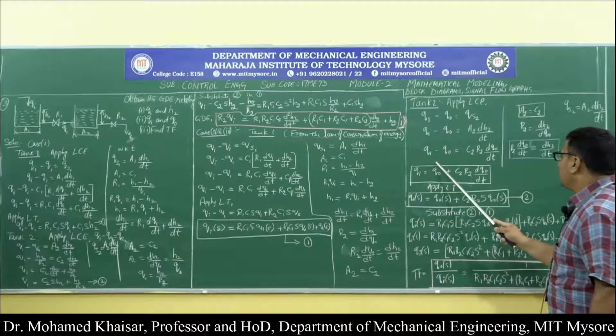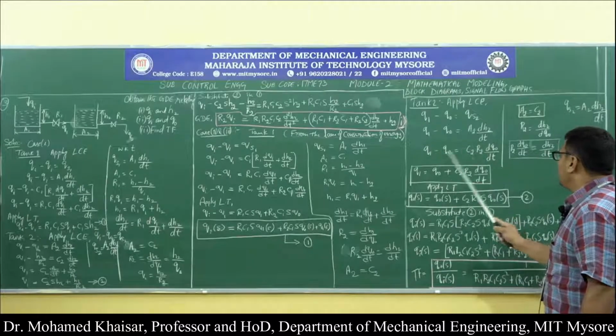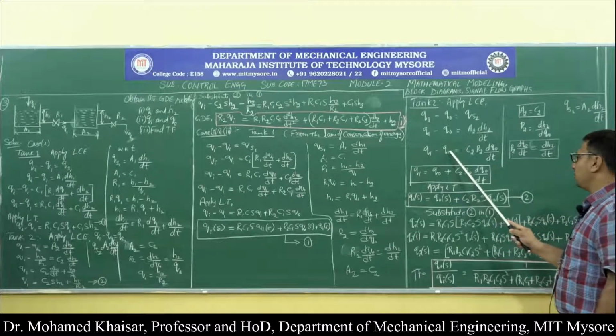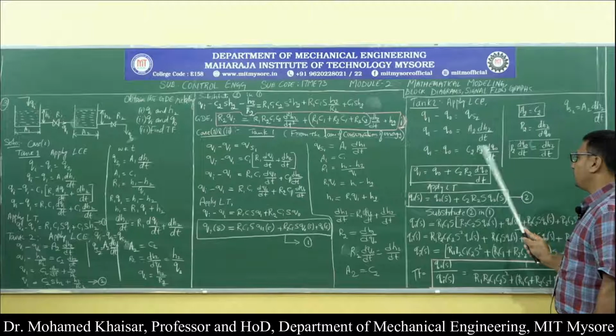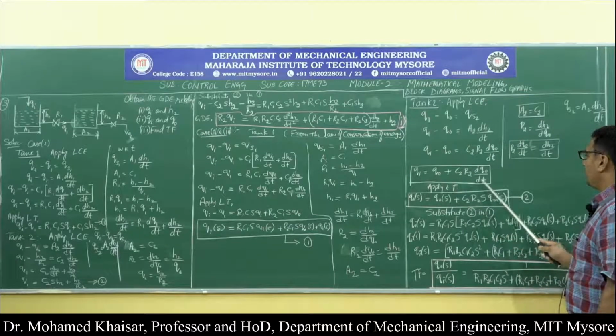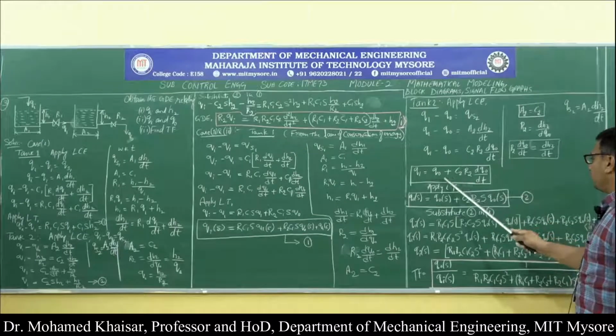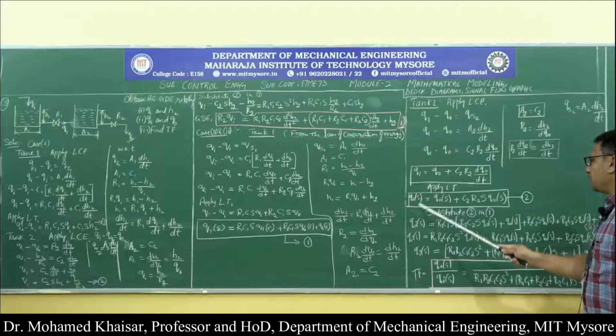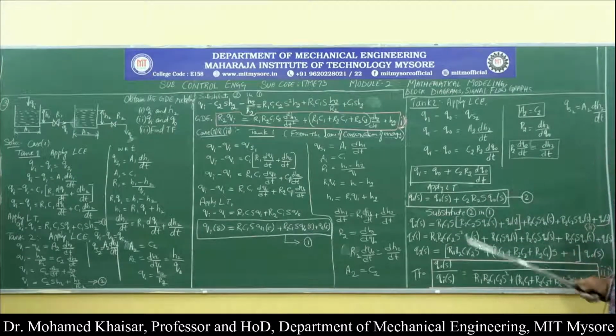Now, the entire equation is in two terms. Either it is Q1 or it is Q naught. If you can see here also Q naught, here also Q naught. You will retain Q1 on one side, bring all Q naughts on the other side, you will get this equation. Apply Laplace transformation to this equation, you will get Q1 of s is equal to Q naught of s plus C2 R2 s into Q naught of s.